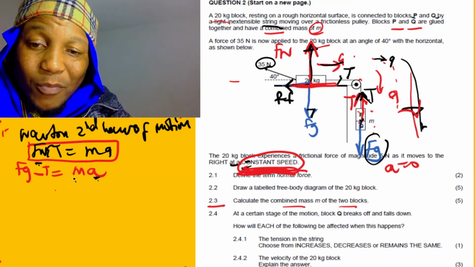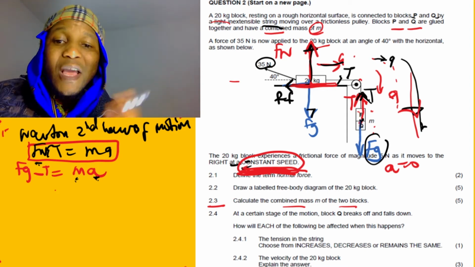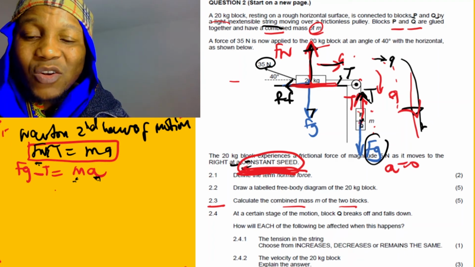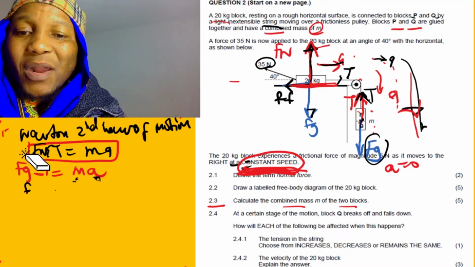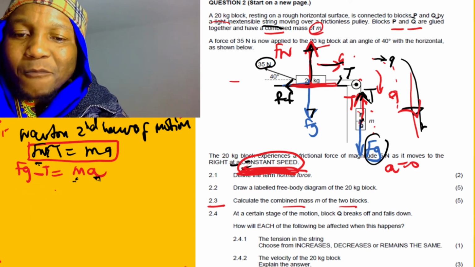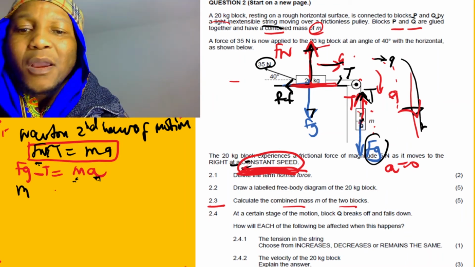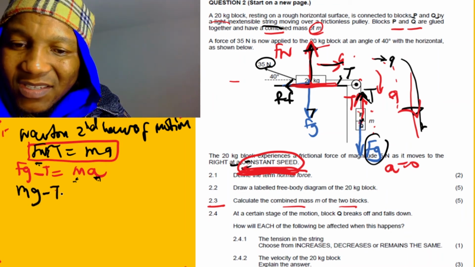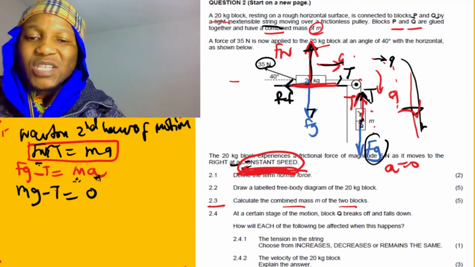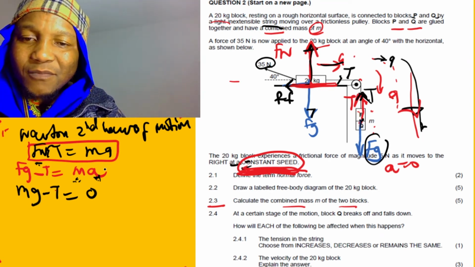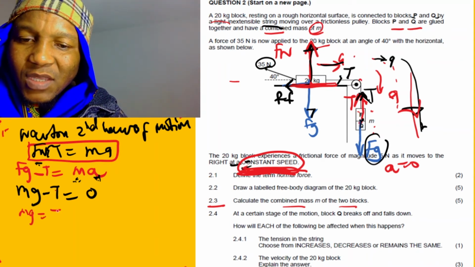So m times 0, mass times acceleration. It doesn't matter how much mass you have, but since acceleration equals 0, whatever times 0 equals 0. So all of this is going to be equal to 0. So say F_g, but what is F_g? Mass times gravity. And we know this mass is a combination of what? Of P and Q. mg minus T equals 0. And what we want is to get the mass. So T is going to go over, so I can simply say, oh, mg equals T.